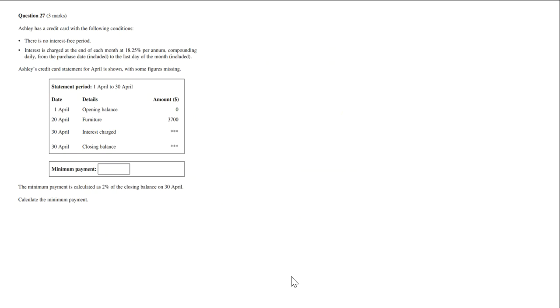So let's take out the question. To work out what interest is charged, first you need to know how many days it's been charged, because you know it's charged at a daily rate, so you need to know how many days. So between 20 April and 30th of April, there are 11 days. Remember, the question is saying that the purchase date is included. So you're going to include the 20th as well. So that's why it's 11. You can't just simply do 30 minus 20. You can't do that. So total 11 days.